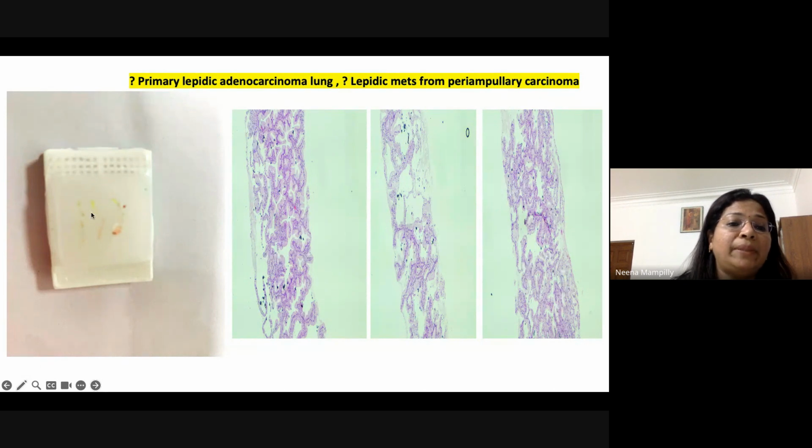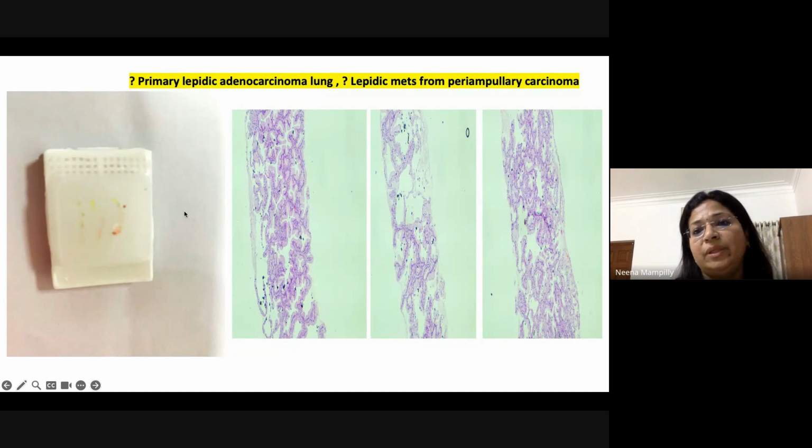So if you separate out these tissue bits from this block and make it into 2, you are likely to lose tissue, very precious tissue.